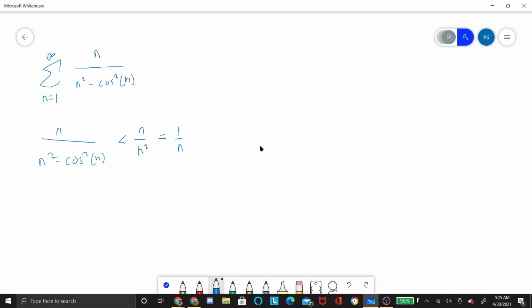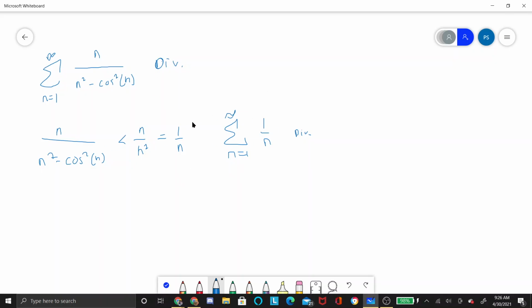And we just proved that the infinite summation from n equals 1 to infinity of 1 over n diverges by the p-series. So because something less than this diverges, which is 1 over n, this will also diverge. So that's just an example of how you can use the p-series as a direct comparison.